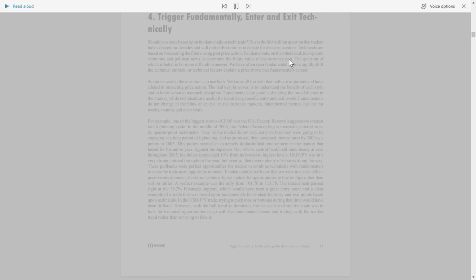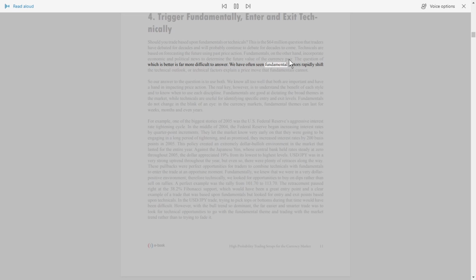4. Trigger fundamentally, enter and exit technically. Should you trade based upon fundamentals or technicals? This is the $64 million question that traders have debated for decades, and will probably continue to debate for decades to come. Technicals are based on forecasting the future using past price action. Fundamentals, on the other hand, incorporate economic and political news to determine the future value of the currency pair. The question of which is better is far more difficult to answer.